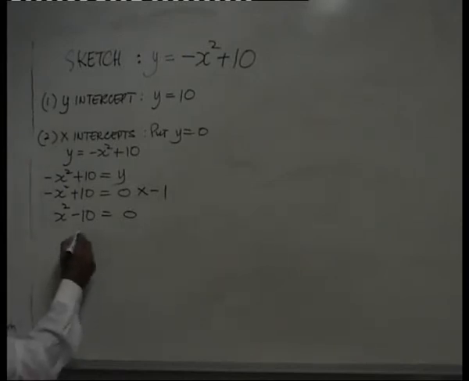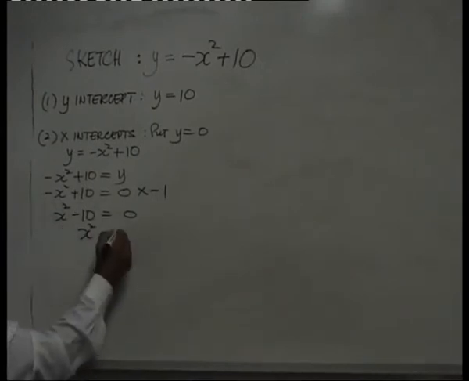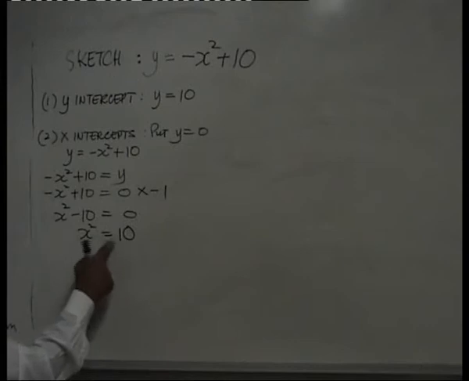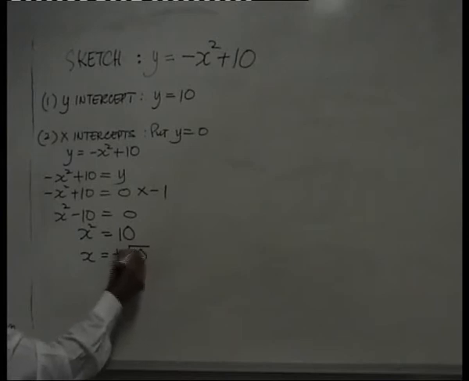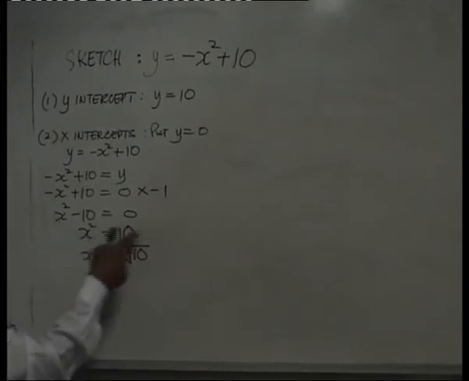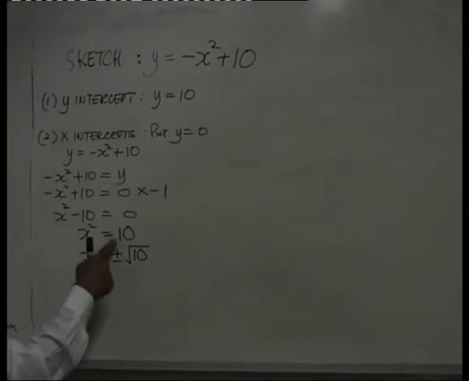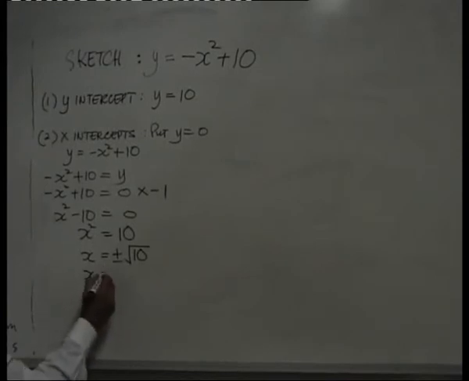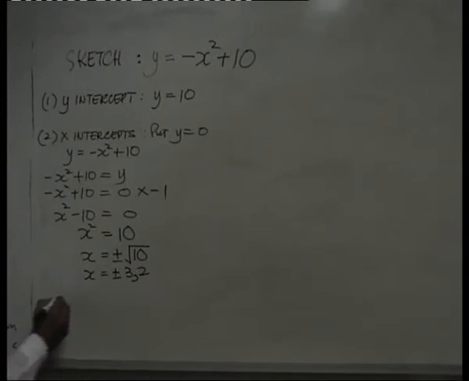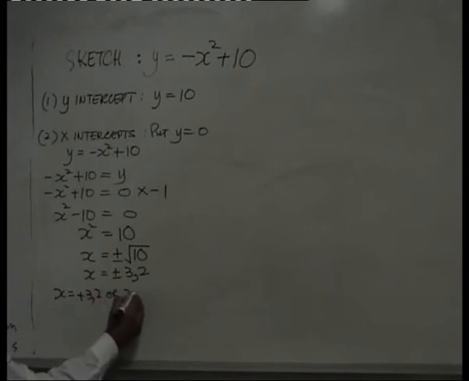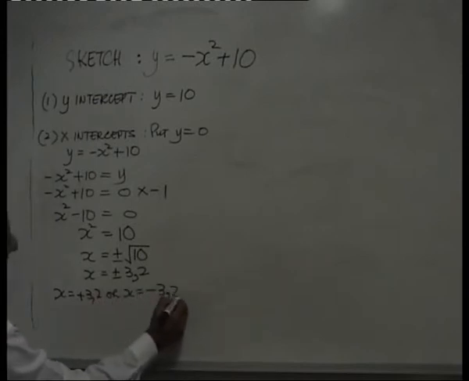But one thing I can do, I can leave the x squared here and I can take the 10 on that side. Now clearly x squared is 10. So x is equal to plus minus the square root of 10. If I got x squared is equal to 10, then I find the square root of that, and I must write plus minus. So I find the answer in the calculator. For square root of 10 in the calculator, correct to one decimal place, I get 3.2. So my x-intercepts are x is equal to plus 3.2 or x is equal to minus 3.2.